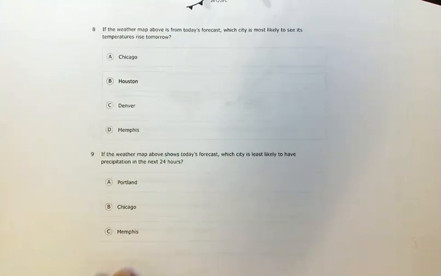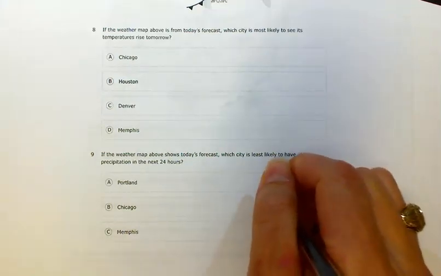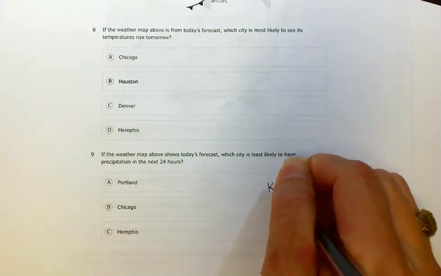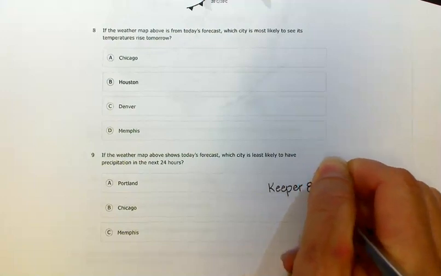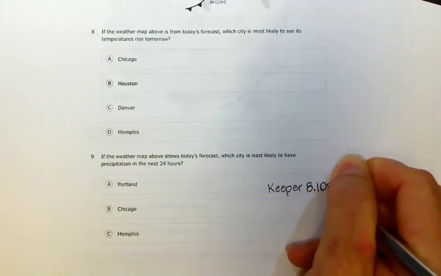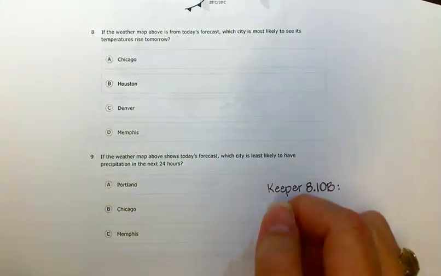So what do I do to answer this the way that Miss Goff would like? First of all, I've crossed out the incorrect answer that I picked the first time. And I am going to put over here where I found the information that helped me answer this question. So, Keeper 810B, and it says high pressure weather is generally nice with few clouds. I'm going to write that down.